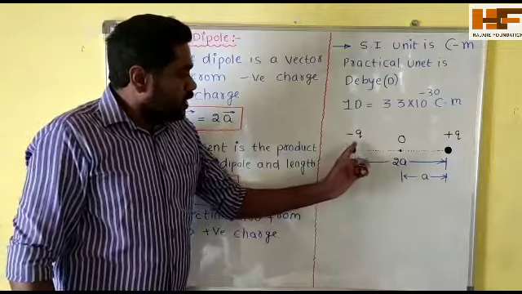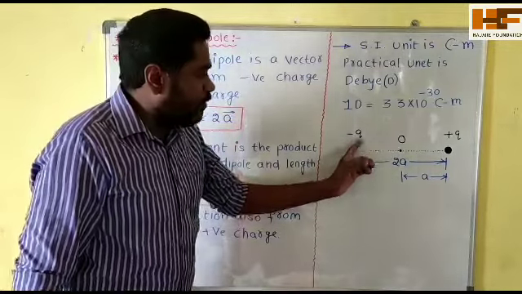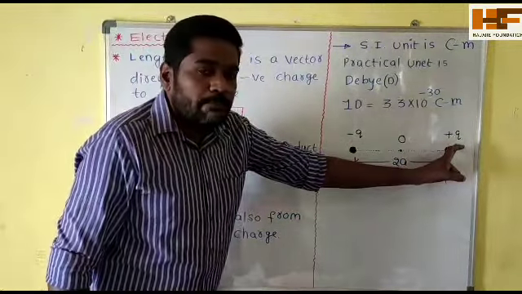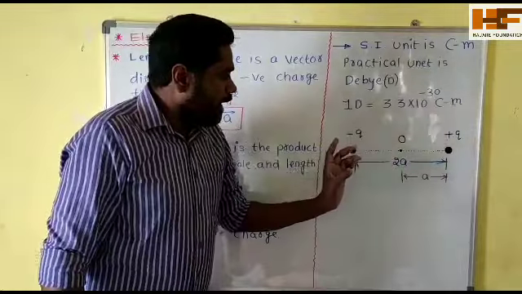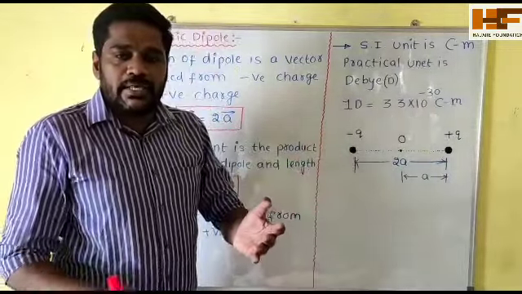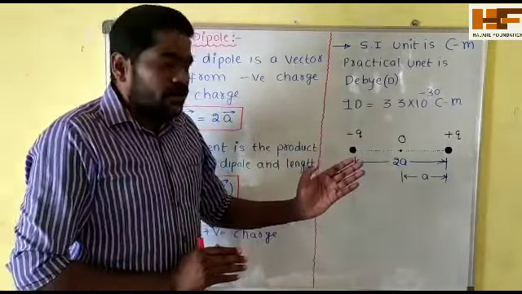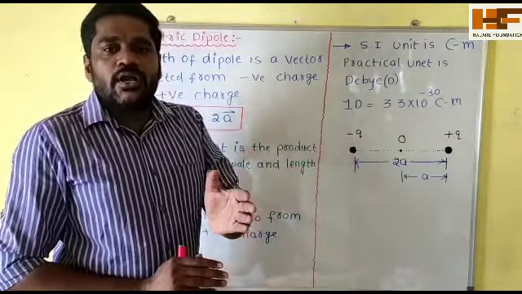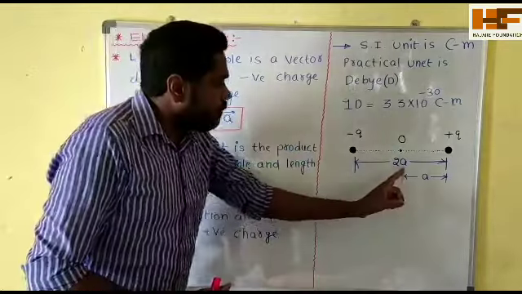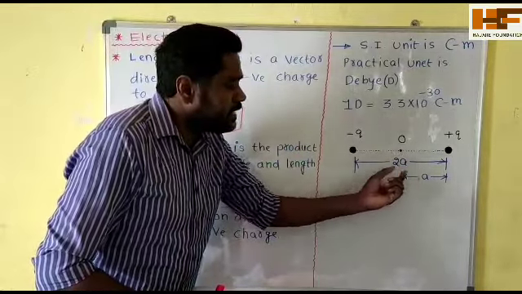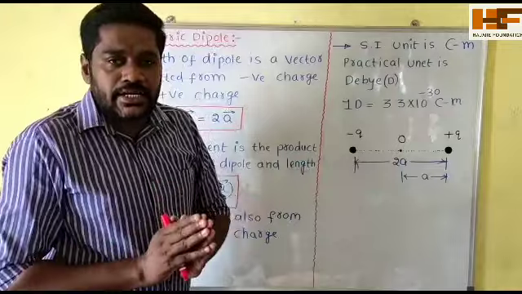Come here. So here what charge have I taken? Minus Q I have taken. Here what charge have I taken? Plus Q I have taken. Therefore, minus Q, plus Q. In place of the Q, you can substitute any value, no problem. Therefore, a pair of equal and opposite charges separated by a small distance is called an electric dipole.